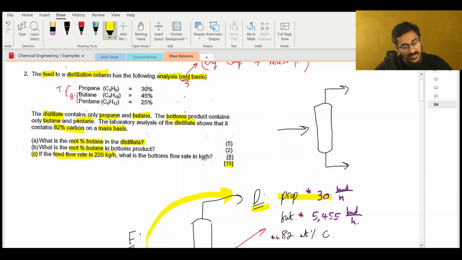Oh my goodness. I just realized I calculated the wrong thing. In the distillate. No, I didn't. Okay. What is the mole percentage of butane in the bottoms product?